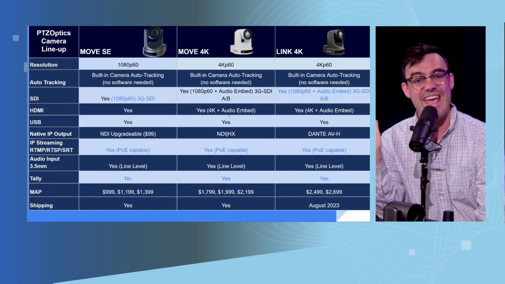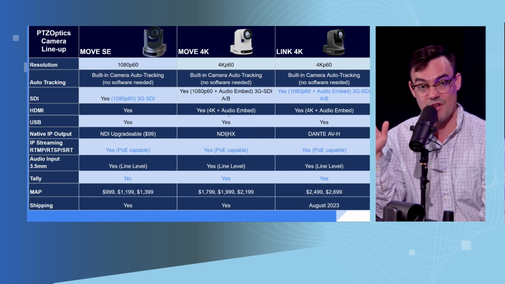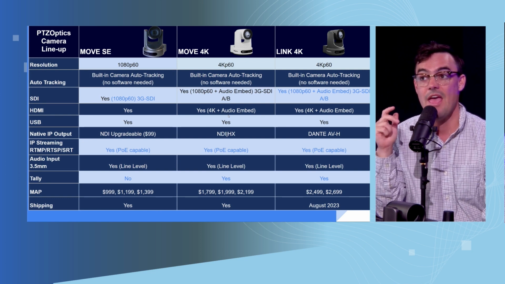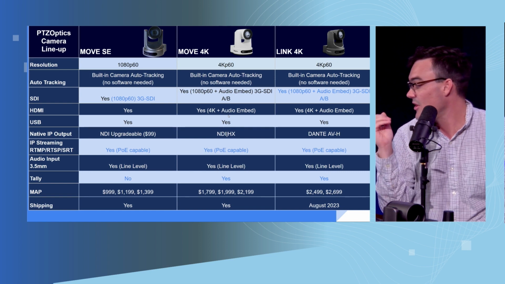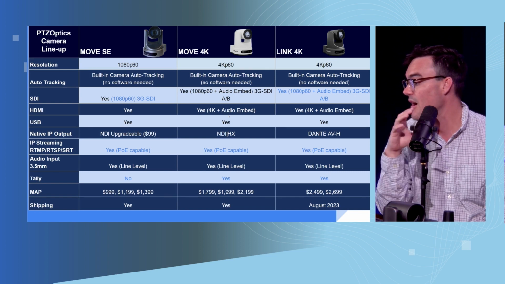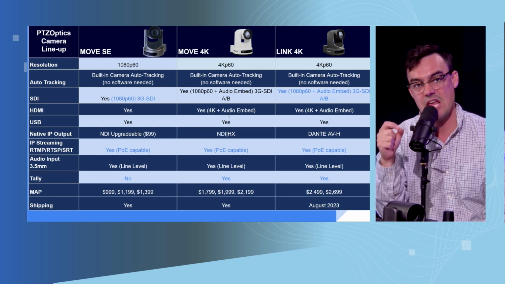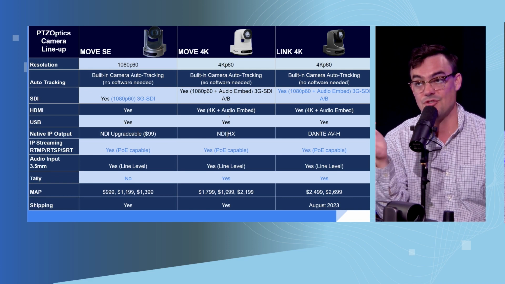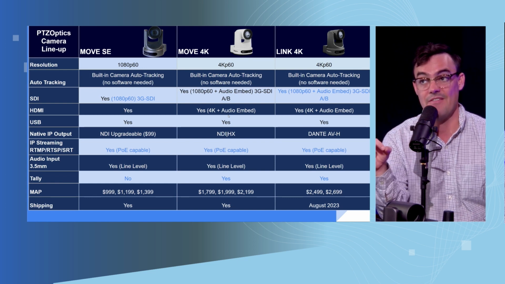The Move 4K has the NDI built in, so it's kind of assuming you're in that professional landscape already. And then we have the Link 4K here, which is really very similar in price, in the features here, but it includes Dante AV-H. The other major difference, or minor difference depending on how you look at it, the Move SE does not have a tally light.